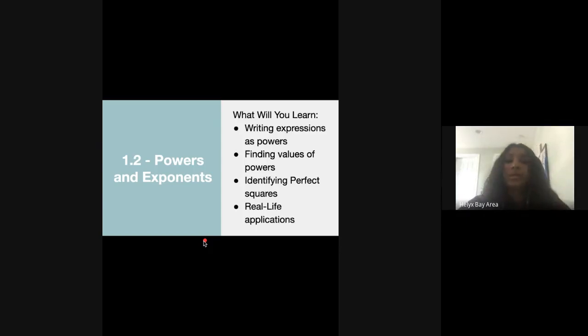Now we're on to our next section here, which is 1.2 powers and exponents. In this section, what you'll learn is writing expressions as powers, finding the value of powers, identifying perfect squares, and, as I've said before, real-life application problems.